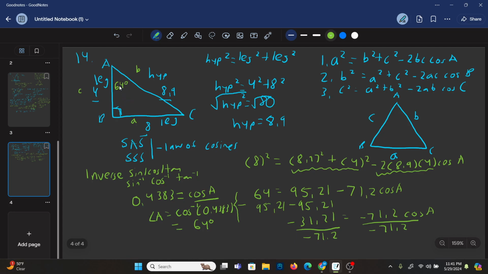Now that we have 64 degrees, we can simply do 180 minus 90 minus 64, because three angles in a triangle add up to 180. When we type this into our calculator, we get 26 degrees, and that would be equal to angle C. And so now we have solved our slides.